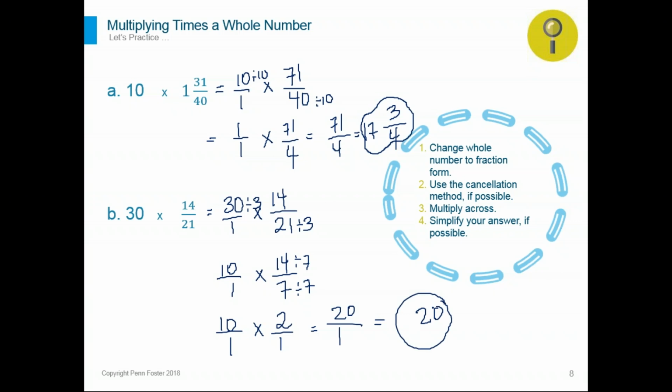Any questions? Anything that was not clear on how we multiplied two fractions with one of them being a whole number initially in our problem?